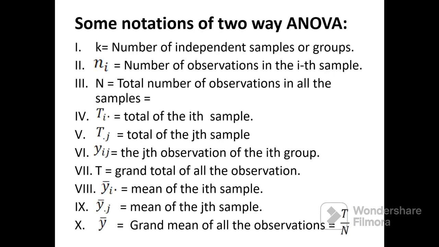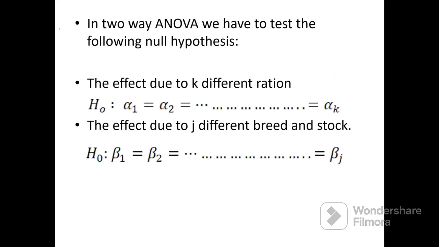Okay, now we are moving forward. In two-way ANOVA, we have to test two types of null hypothesis here. In one-way ANOVA, we tested only the effect due to k different types of ration. But here we have to consider one more factor, that is the effect due to j different types of breed and stock. Okay, that is beta.